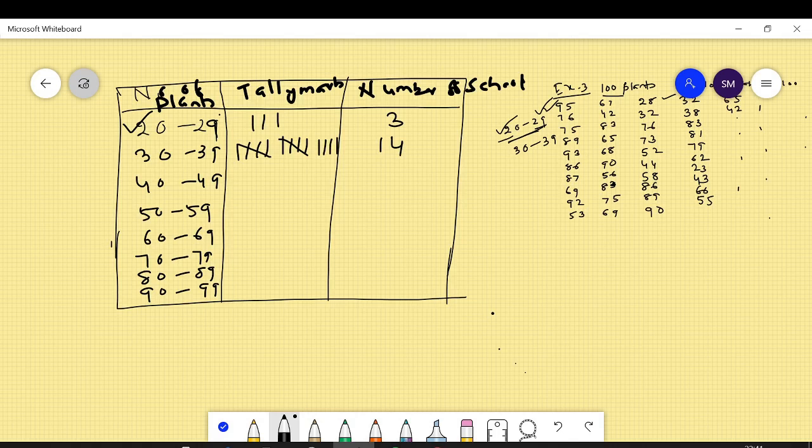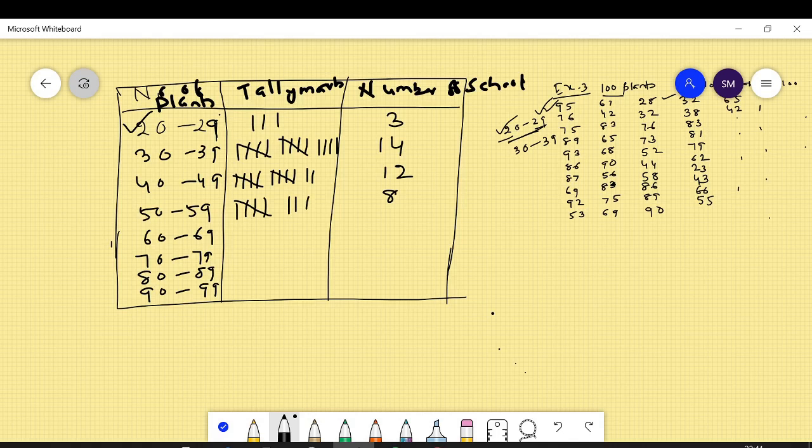Okay. Then next 40 to 49. How many schools are able to survive? 12 schools. Then represent in tally marks 1, 2, 3, 4, 5, another 1, 2, 3, 4, 5, then 1, 2, because 12. Then next 50 to 59. How many schools? 8 schools survived with 50 to 59 saplings. 1, 2, 3, 4, 5, then 1, 2, 3. These are 8 data.